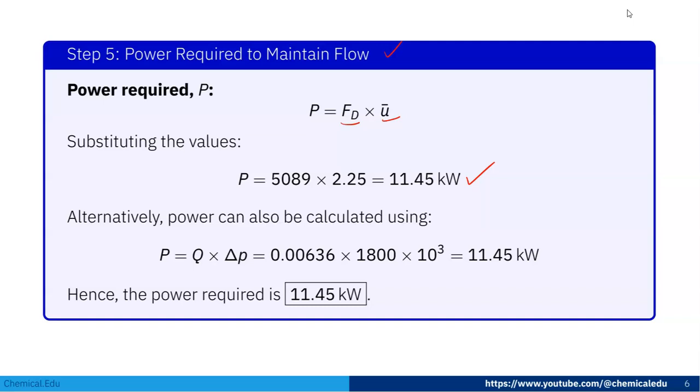So now alternatively we can also calculate the power. So power can also be calculated using that pressure drop. So power is the volumetric flow rate into del P. If I multiply that, we also can get the power. So that 0.00636 is the Q, volumetric flow rate, and del P is 1800 into 10 to the power 3. So that is 11.45 kilowatt. So power required is 11.45 kilowatt.